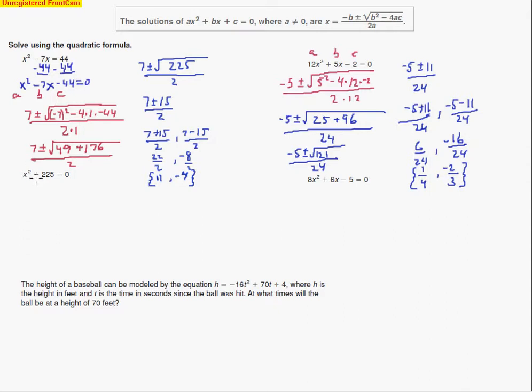No x term here. That's okay. That just means our b term is 0. So b equals 0 in this case. C is the negative 125. A is the number out in front of x squared, which is just 1 in this case.